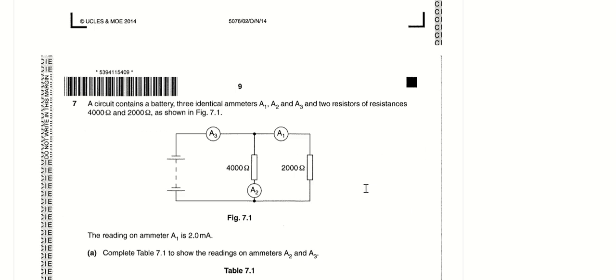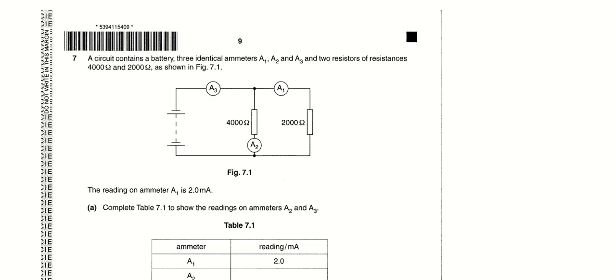Okay, next question. A circuit contains a battery, 3 identical ammeters, A1, A2, and A3, and 2 resistors of resistance 4000 and 2000 ohms. The reading on ammeter A1 is 2.0 milliampere, so it's good to draw it here. And this is positive, the long one is positive, the short one is negative. So I'll just draw in my current's direction. Okay, so it'll be like that.